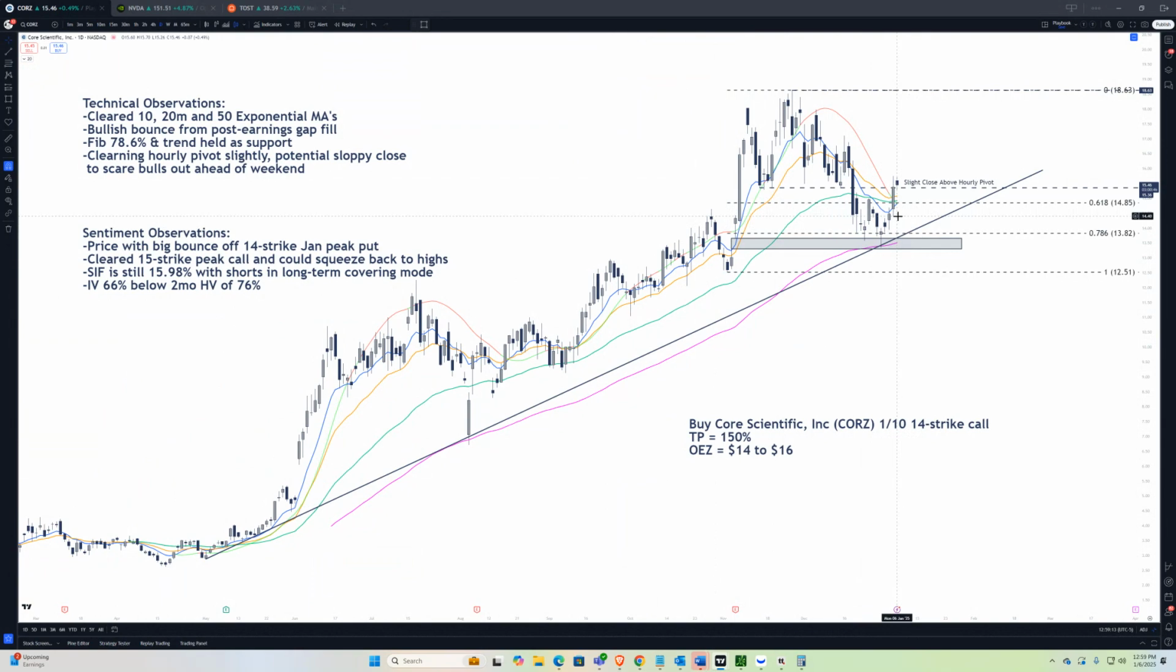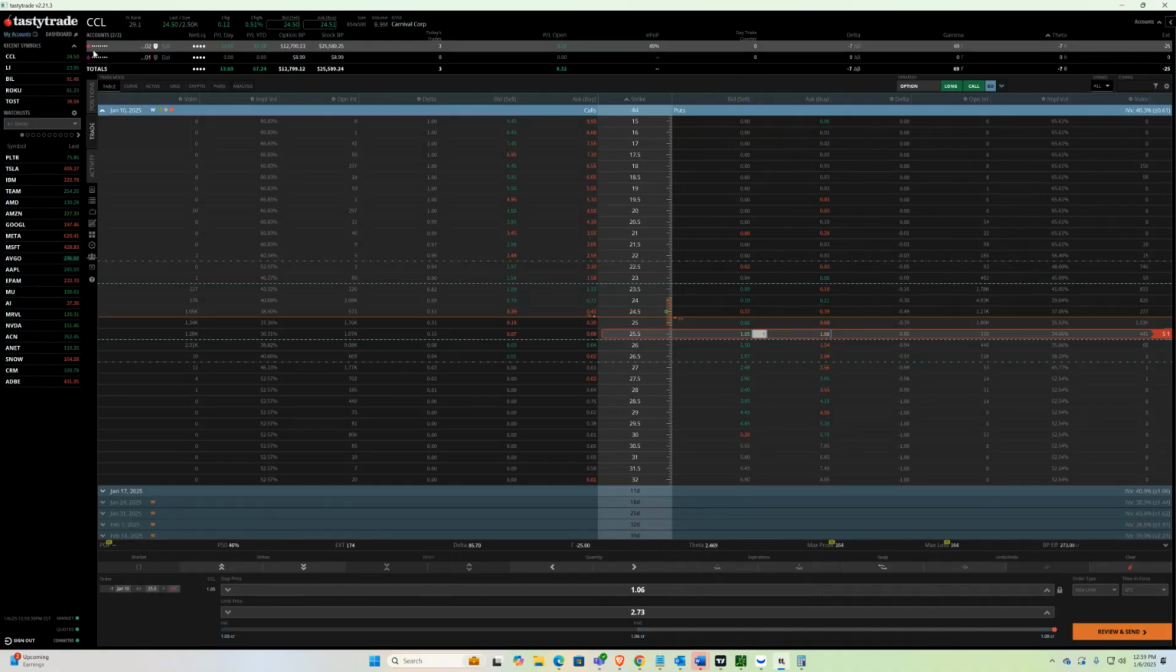And then it cleared the 15 call strike. So we're looking at this as, hey, this is going to be bullish here. It can definitely run, and it can be a big mover. So Cores is like a crypto AI name. It's kind of a blend. So again, the expected move was $14 to $16, well inside that range here today. So you're able to get into this option. Let's just pull up Cores, and we can put this trade on as well.